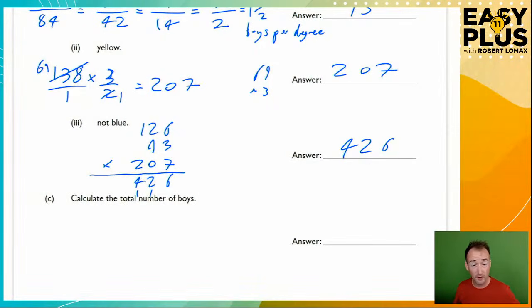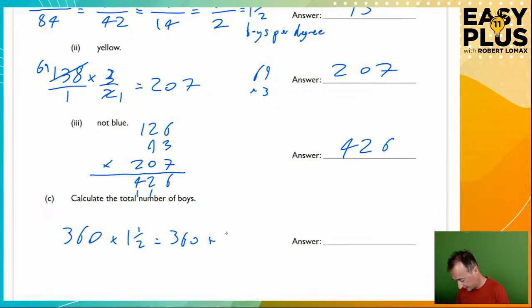We know that it's 1.5 times the number of degrees to get the number of boys. Does that make sense? In the circle, there are 360 degrees in total. Times it by 1.5. 360 times 1.5 equals 360 plus half of 360. We know that's 180 degrees. 360 plus 180 equals 540. So the answer is there are 540 boys in total.